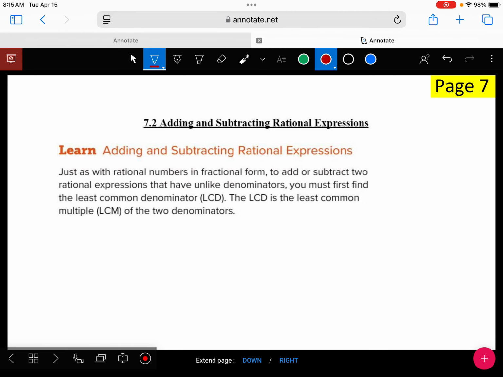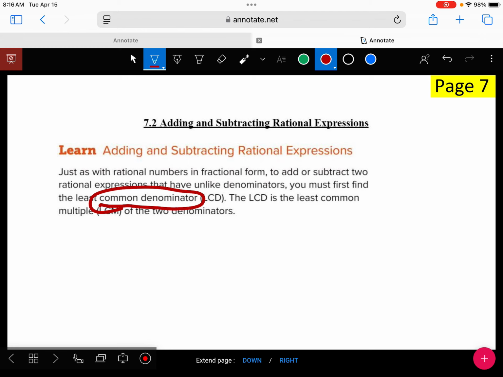So let's go to page 7. And there's a lot of words on page 7, but the main thing I need for you to know is that to add and subtract fractions, you need a common denominator. And that's only for addition and subtraction. So last week we multiplied and divided, we didn't need a common denominator. But now we're adding and subtracting, and we do.